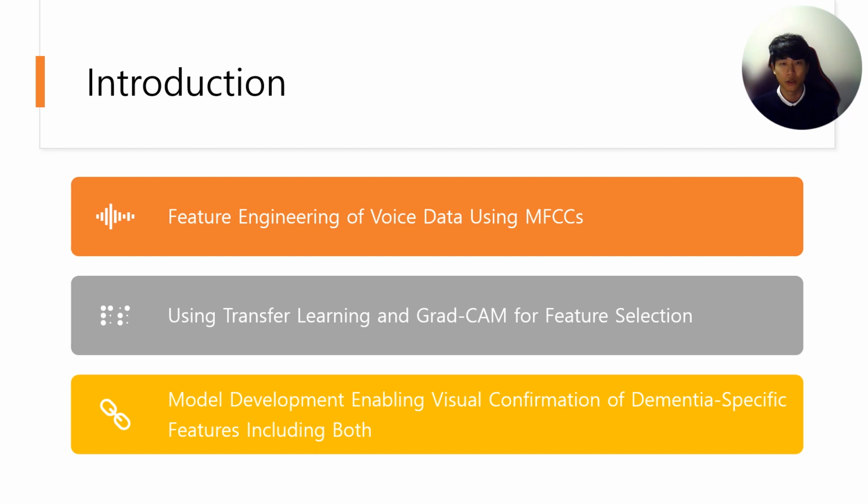The methods to achieve these three objectives are as follows. Feature engineering of voice data using MFCCs. Using transfer learning and Grad-CAM for feature selection. Model development enabling visual confirmation of dementia-specific features, including both. This research is expected to contribute to the development of more accurate and efficient models for voice data analysis.